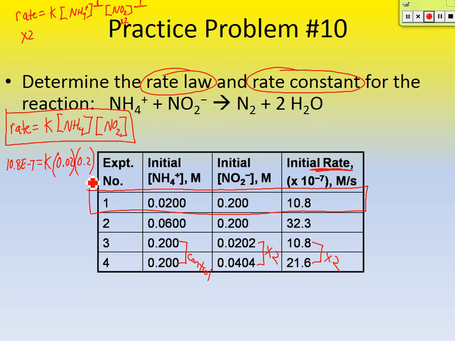Now it's a simple mathematical formula with one unknown. Let's solve for it. What I would do first is take 0.02 and times it by 0.2. 10.8 e to the minus 7th is equal to K times 0.004. Is that what you guys got? Yeah. Now, how do you get K by itself? Divide it by 0.004, both sides. Cancels out over here. And so K is equal to 10.8 times 10 to the minus 7th divided by 0.004.